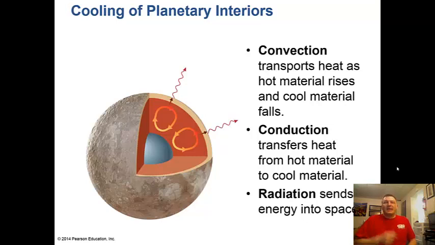There are several ways this heat gets from the interior to the outside. One is convection. This transports heat as hot material rises and cool material falls, like a boiling pan of soup or rice. Conduction is by contact. It transfers heat from a hot material to a cool material. And then we have radiation, which is what sends energy into space. That's how we get energy from the Sun, through radiation, electromagnetic waves.